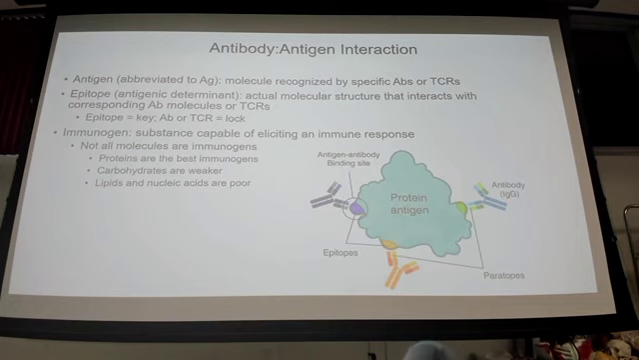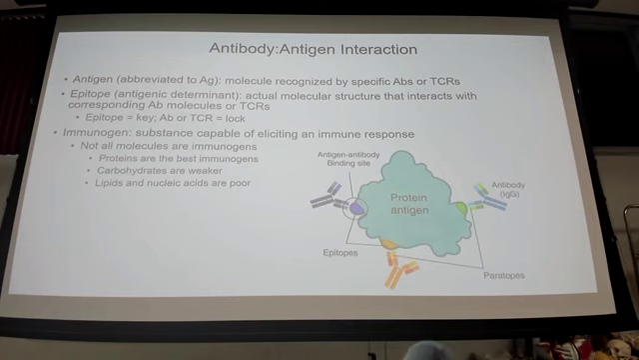Sometimes you hear the word immunogen used interchangeably with the word antigen, but the subtle distinction is that an antigen is something that can be recognized by your immune system. An immunogen is something that actually triggers an immune response. Most of the time they are the same thing, but not all antigens actually successfully trigger an immune response. So that's a subtle difference there, a bit of a nuance.